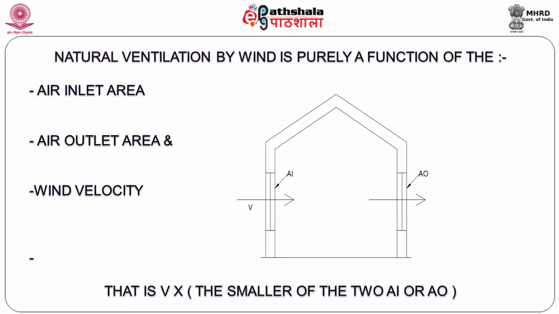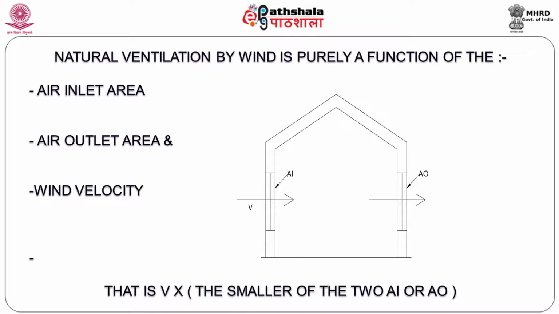So as you see on your slide, you see an enclosure. Scientifically, we will say it has two openings. It has an air inlet opening AI and an air outlet opening AO. And the wind comes into this opening only due to its natural velocity, that is, natural ventilation by wind effect. It is a function of the area of the window and the velocity of the wind.